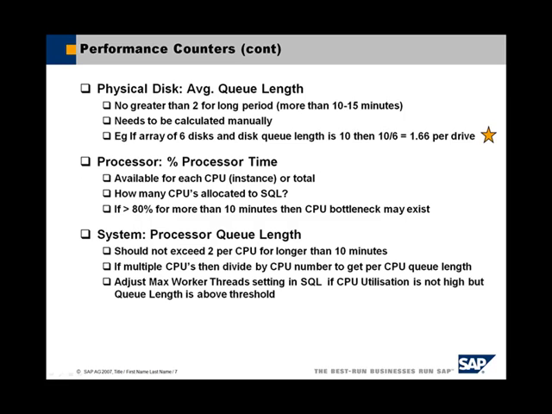What's the next thing you can look at is your processor queue length. Again, what are we looking at here with your processor queue length? This is really something which you're using in conjunction with the processor percentage time counter. So what you're looking at here is that this shouldn't exceed more than 2 per CPU for longer than about 10 minutes. If you do have multiple CPUs, then divide by the number of CPUs to get your CPU queue length.